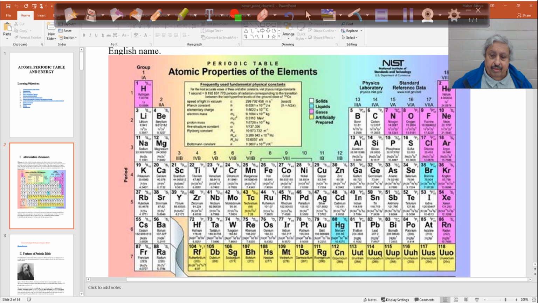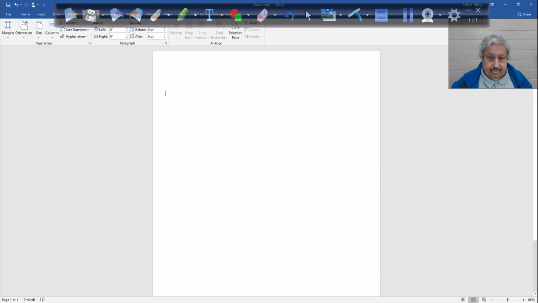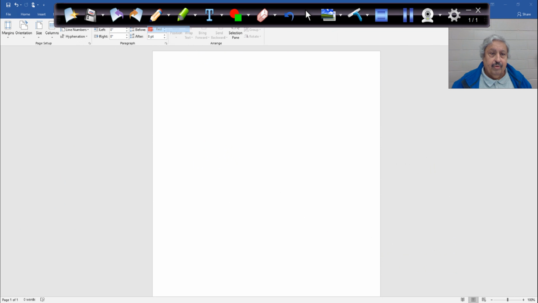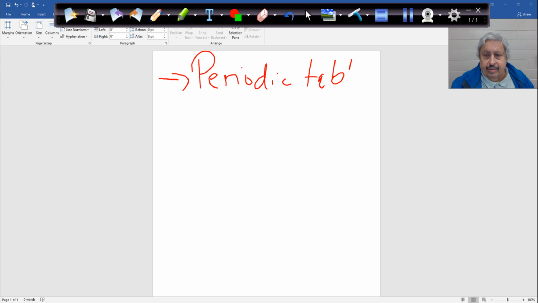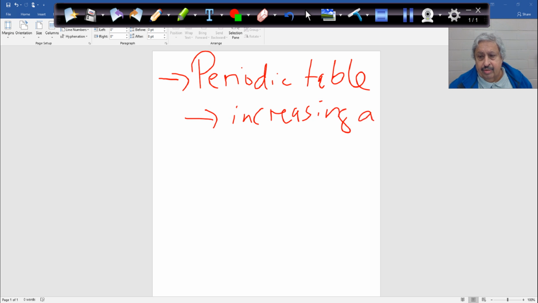So the basic idea, you can write it here: the basic idea of the periodic table is increasing atomic number, correct? And what's the other idea?